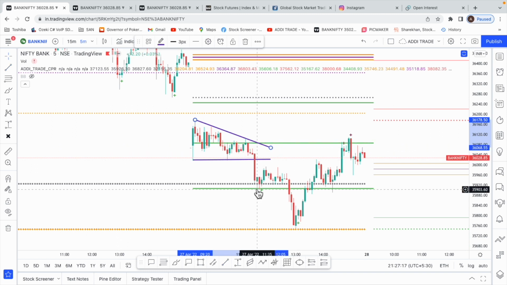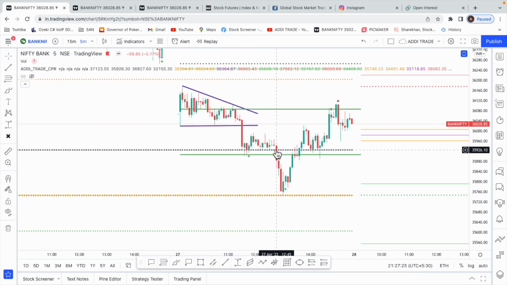See, even based on the CPR logic, if S2 breaks, we will hit S3. Even that worked here beautifully, this one trade. And the other trade was, once this daily S3 broke, our next target was the monthly pivot, right?